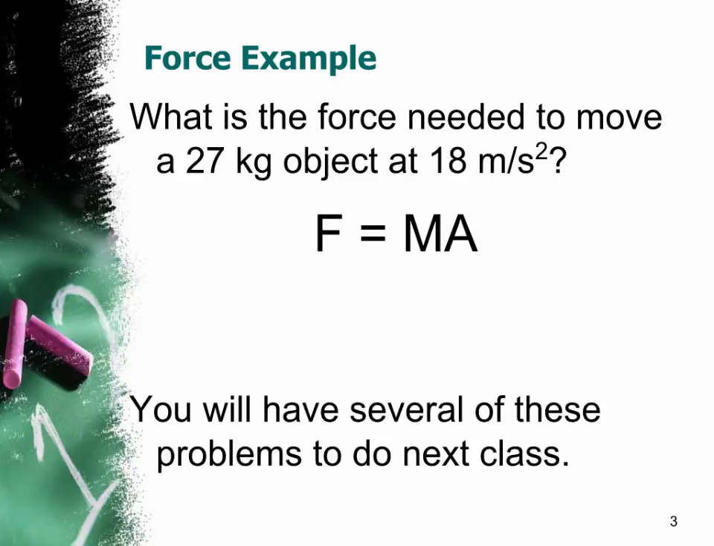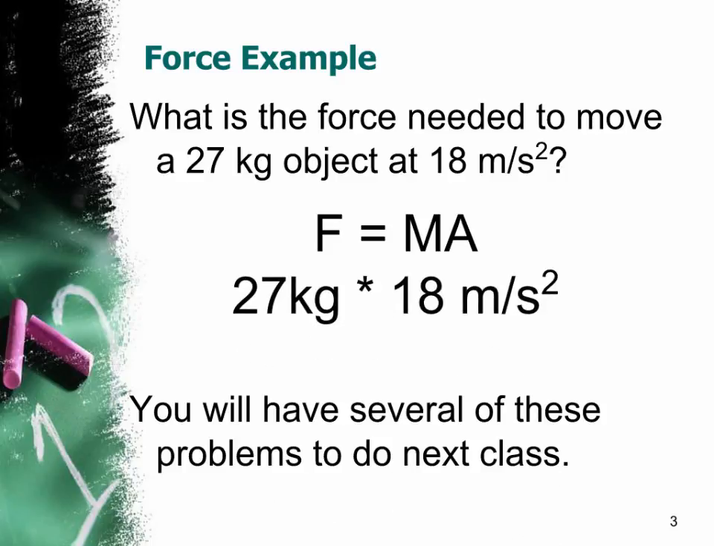The force equation is F equals ma. The mass given is 27 kilograms. The acceleration given is 18 meters per second squared. 27 times 18 is 486 newtons. The units of force are newtons.